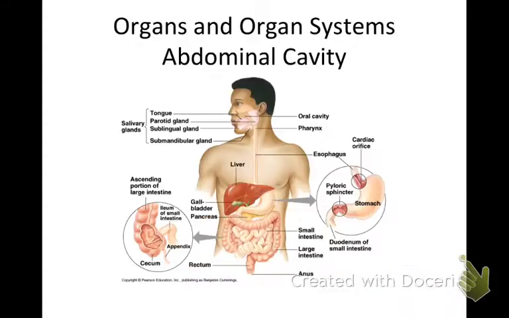And then good old abdominal cavity. It is below your diaphragm, and this contains pretty much all your other systems, like digestive, urinary, reproductive, the really big, kind of bulky ones.